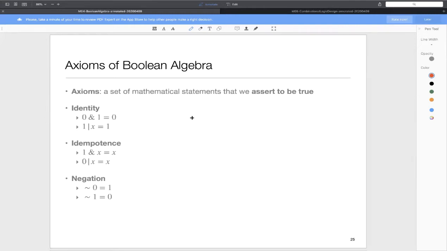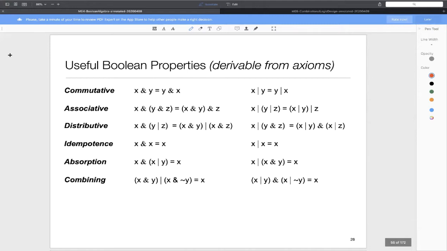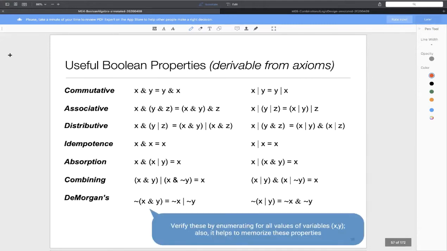These properties are not provable, but they are intuitively kind of obvious. So we just assert that these things are true. In a way, this is saying something about our intuitive notions of what and, or, true and false are supposed to do. Now, using these axioms, there are a whole bunch of properties that you can derive, essentially statements within the algebra that you can prove.